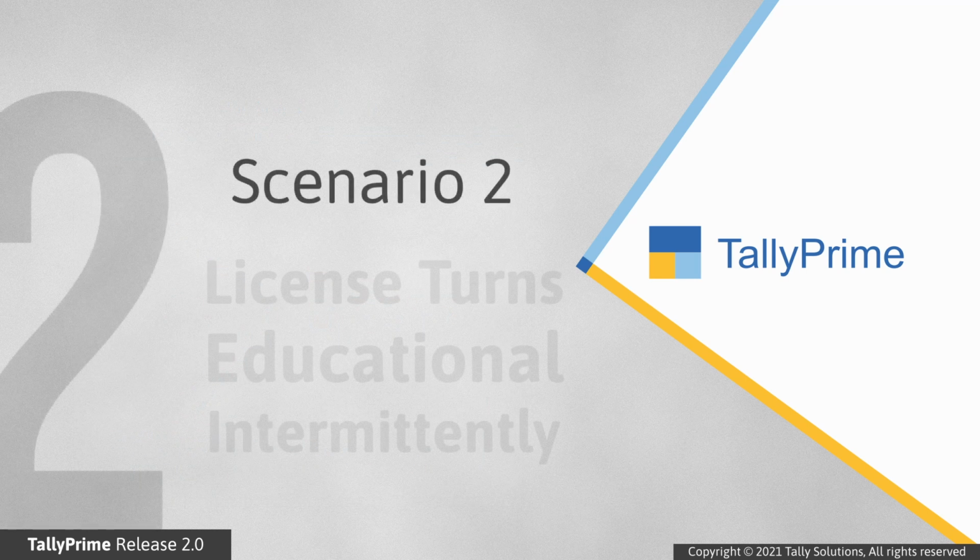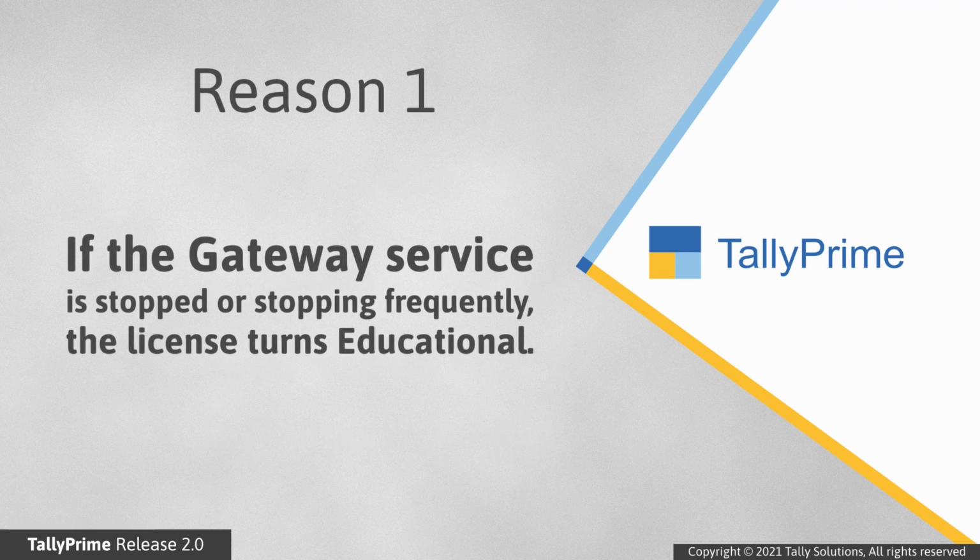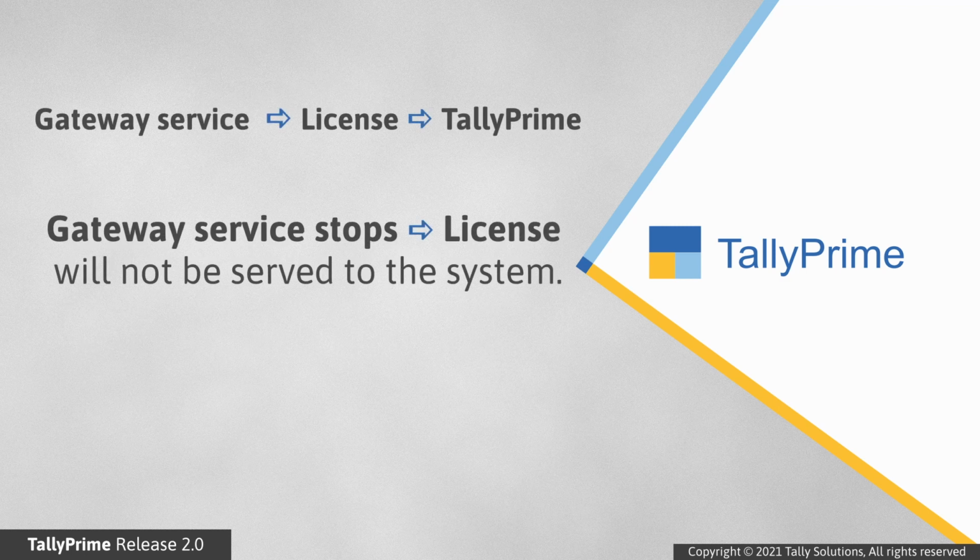Let us look at the second scenario in which the license turns educational frequently. At times, you may open Tally Prime and observe that the license has turned educational. This happens due to various reasons. One of the reasons can be that the gateway service is stopped or stopping frequently. Tally Prime fetches license through the gateway service. When this service stops, the license will not be served to the system where it is configured.